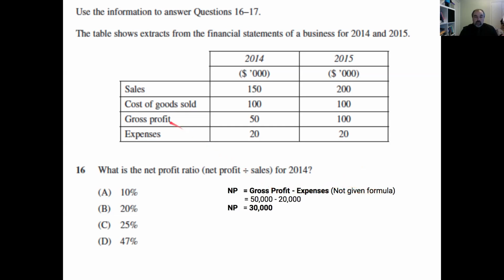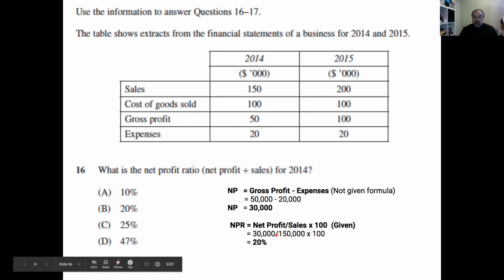So from here, make sure we're looking at the right year, 2014. We look at 2014, gross profit's 50,000, expenses are 20,000. That gives us the 30,000 net profit figure. Now we can put it into the formula. The net profit divided by sales is the 30,000 from the answer there, divided by the 160 in sales, and then putting that as a percentage gives us 20%. So again, there are some non-ratio formulas that you might need to know.